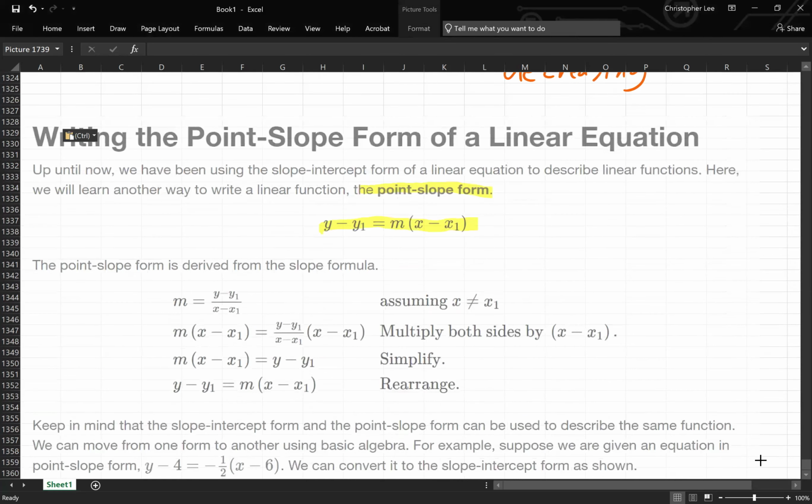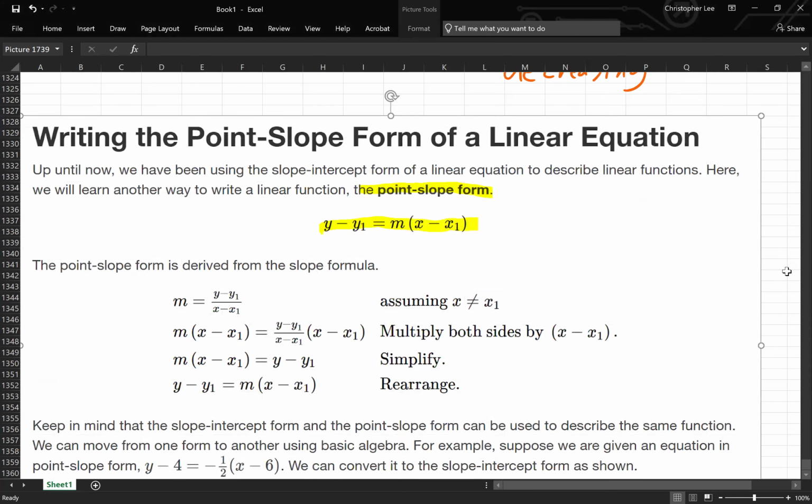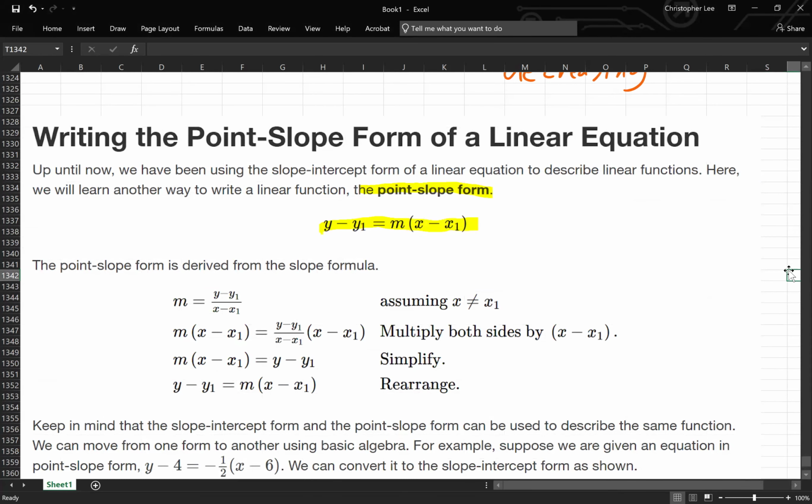So next thing we're going to do is writing the point slope form of a linear equation. Until now, we have been using the slope intercept form of a linear equation to describe linear functions. Here, we will learn another way to write a linear function using the point slope formula. So that formula is here.